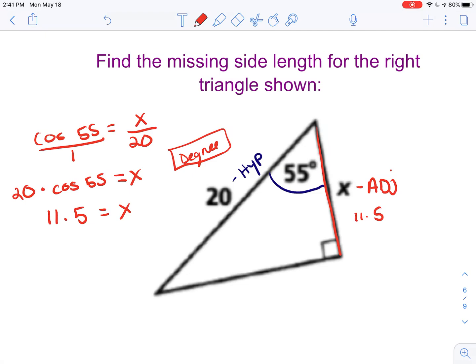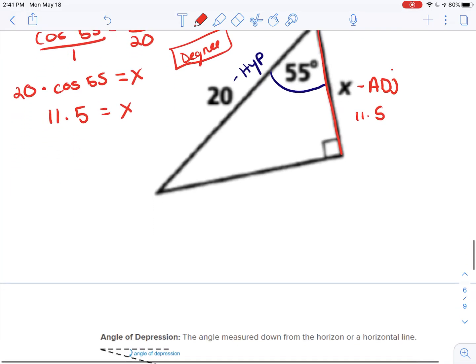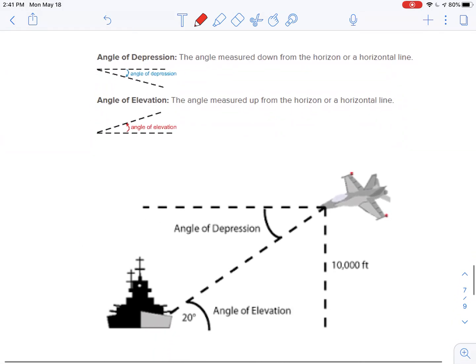Okay, so now what's left for us? Well, what are some applications? And believe it or not, trig applications are probably the most used. Those of you taking physics already know this, okay? But to do that, we need some vocabulary words.